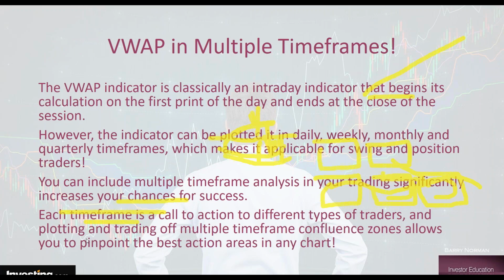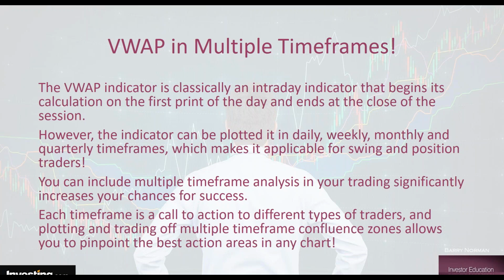Let me just get my markings up here for you guys. Okay. The VWAP indicator is classically an intraday indicator that begins its calculation on the first print of the day and ends at the close of the session. However, the indicator can be plotted in daily, weekly, monthly, or quarterly time frames, which makes it applicable for swing trading and position traders.